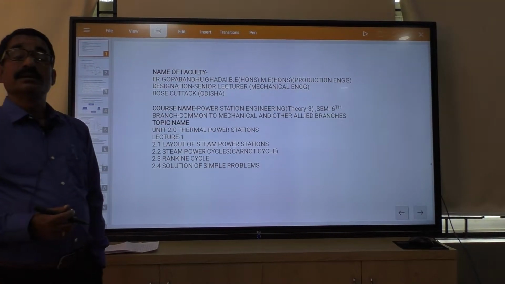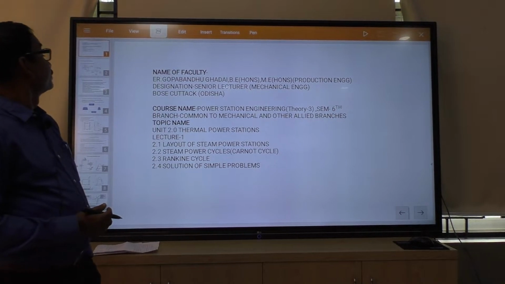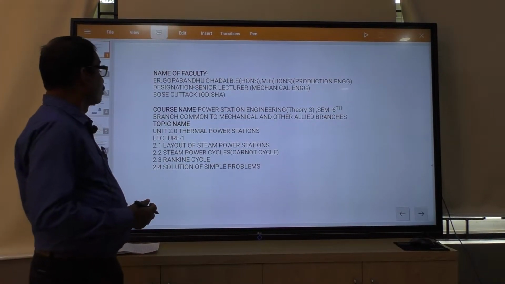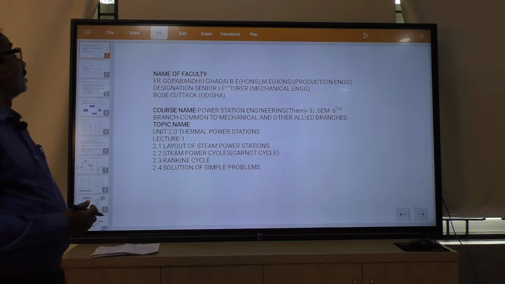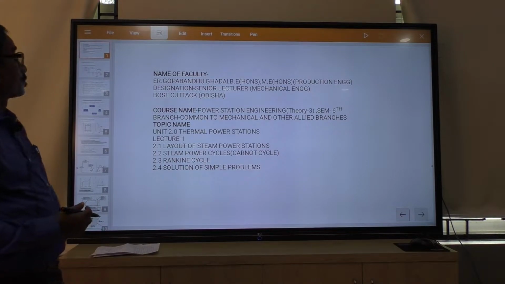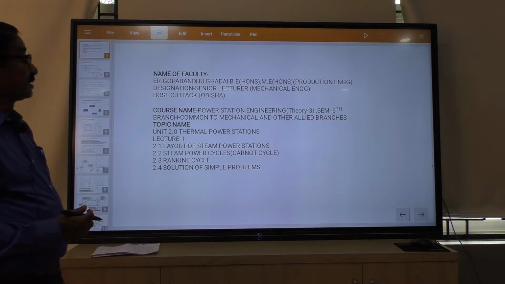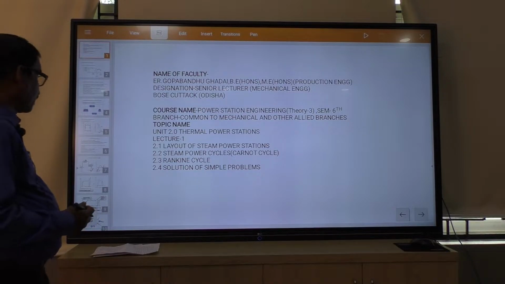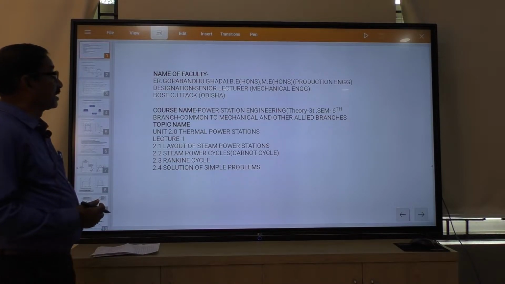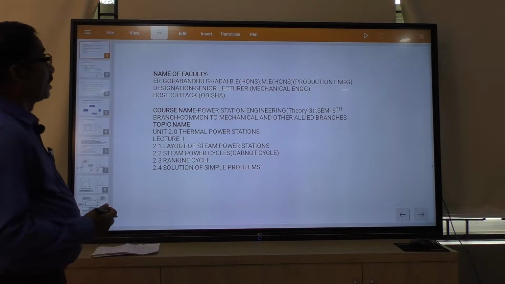In this, my first lecture, I am Mr. Gopabandhu Ghadai, Senior Lecturer Mechanical of Bose Cuttack. Today my course is Power Station Engineering of 6th semester Mechanical. It is also a common subject to other branches like mechanical production, mechanical integrated, mechanical maintenance, mechanical automobiles.